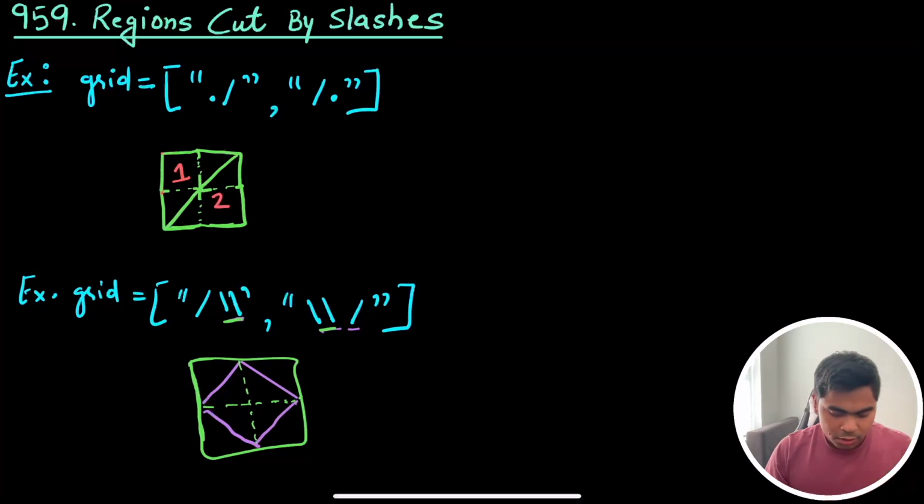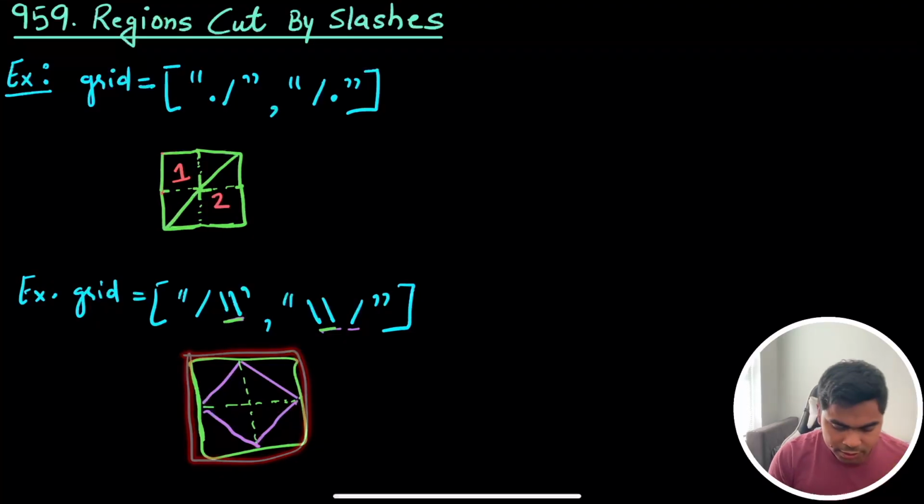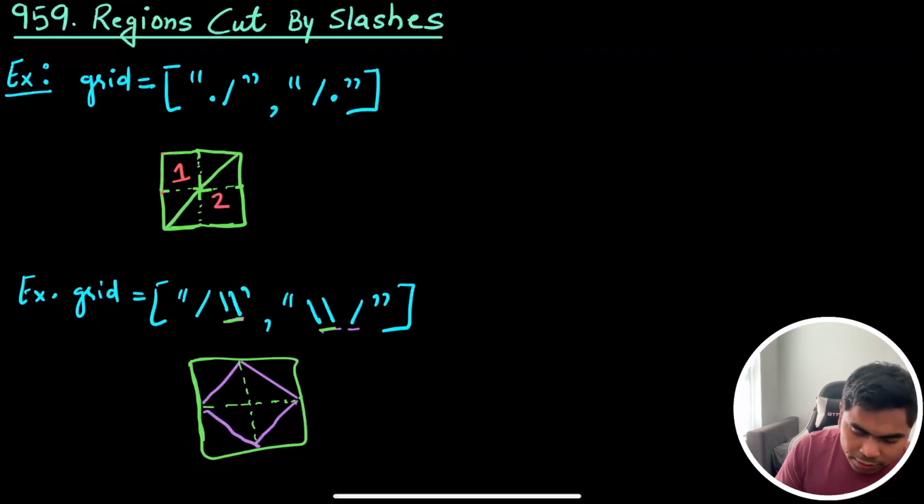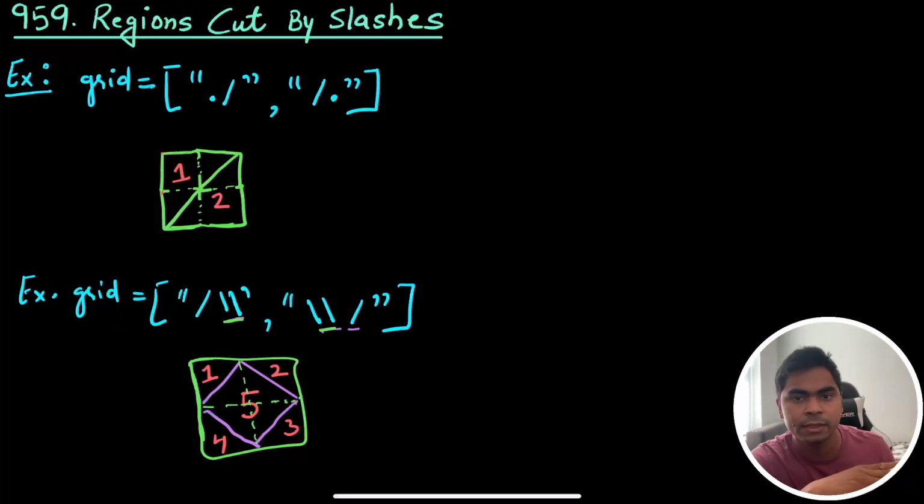Right here, in this entire grid that we just created, how many shapes do you see? If you forget about these dashed lines, I can see 5 shapes, or regions. 5 different regions. This is 1, this is 2, this is 3, this is 4, and this is 5. So there are 5 regions in this.